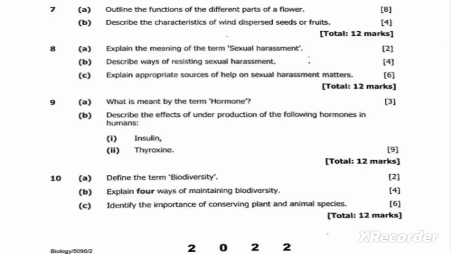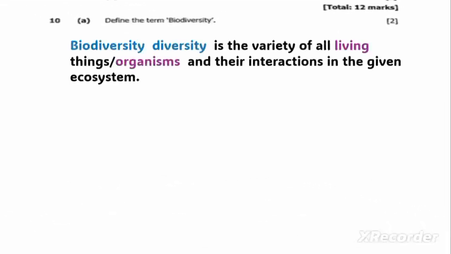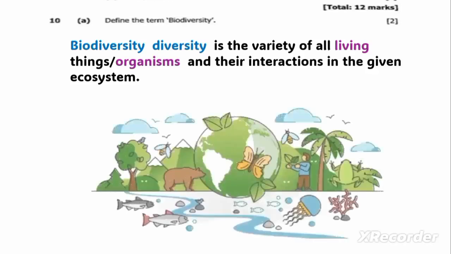So biodiversity is having a wide range of living things in an ecosystem or in the environment. Therefore, we are going to say biodiversity is the variety of all living organisms, all living things, and their interaction in the given ecosystem.